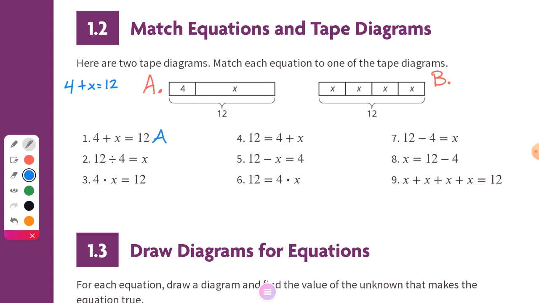Let's talk about fact families. Who can give me another fact in this fact family? 4 plus x equals 12. Peyton? x plus 4 equals 12. What did she do there? She just flipped the two numbers we were adding together.